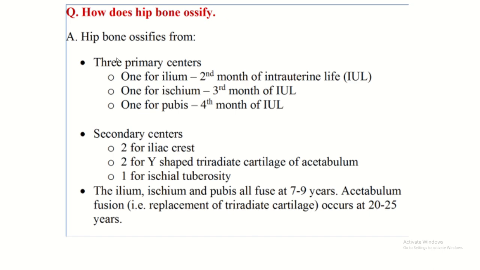How is the hip bone ossified? The hip bone is ossified from three primary centers: one for the ilium, in the second month of intrauterine life; one for the ischium, in the third month of intrauterine life; one for the pubis, in the fourth month of intrauterine life.